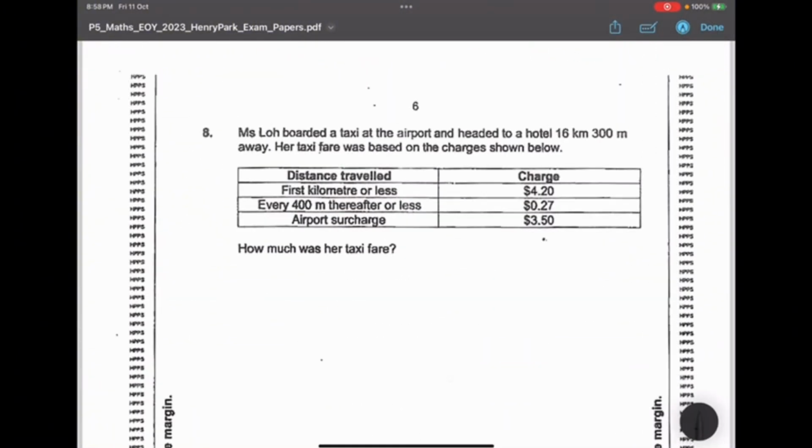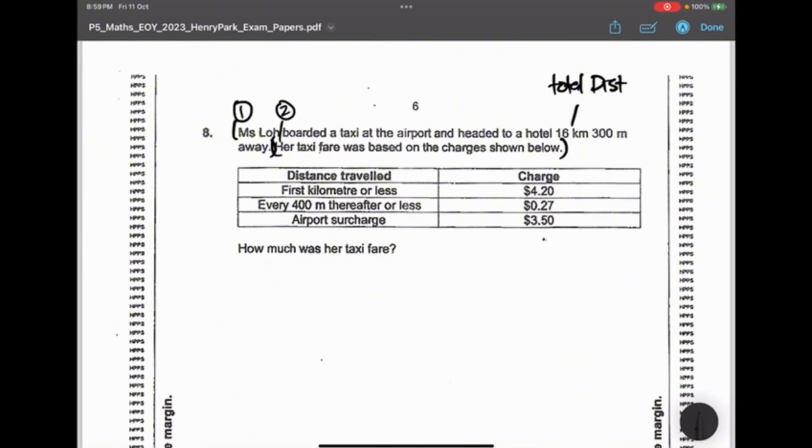Moving on to question number 8. Mrs. Low boarded a taxi at the airport and headed to a hotel 16 km and 300 meters away. This is sentence number 1. So we know that the total distance is 16 km and 300 meters. Alright, now moving on to sentence number 2, it says, her taxi fare was based on the charges shown below.